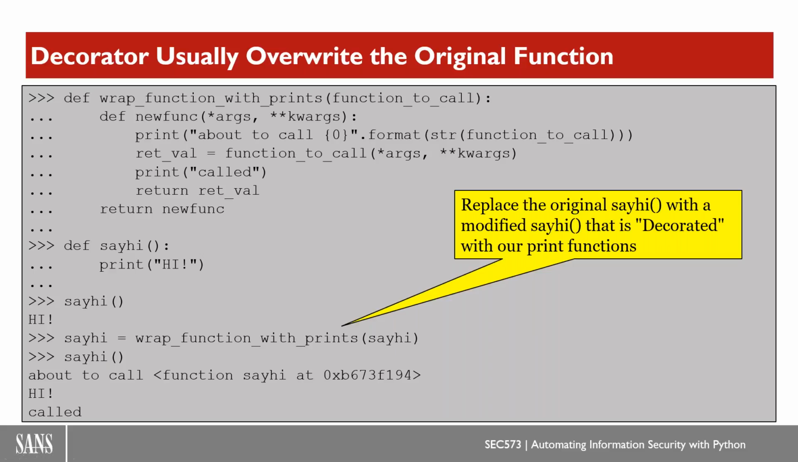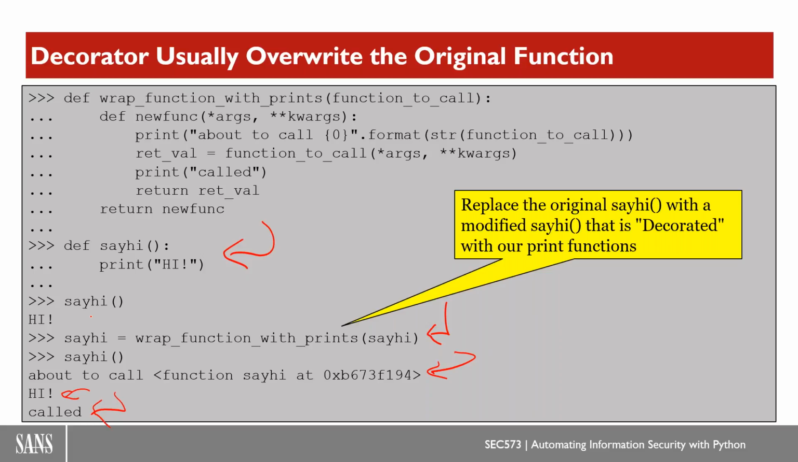So instead of saying x equals wrap the function say hi, I'd say say hi equals wrap the function say hi. And so now when I call say hi, it's going to print, I'm about to call say hi. It calls say hi, and then it prints that I've called say hi. So I've changed the functionality here. Even though this is what my function definition originally looked like, this overwrites the original function definition with this new wrapped say hi. This is typically how you do it when you're doing Python programs.